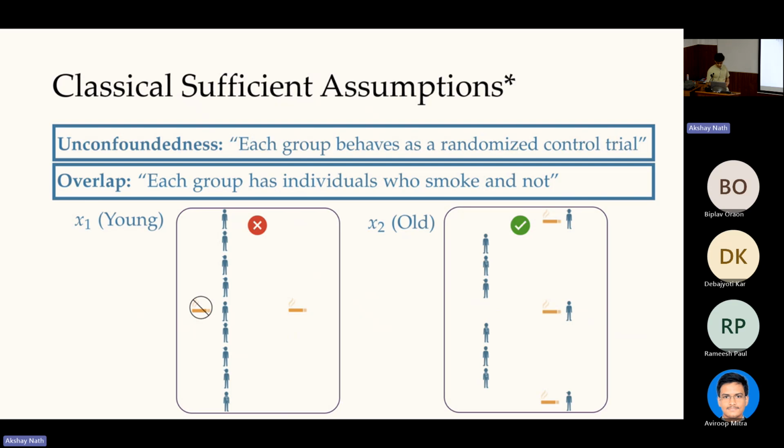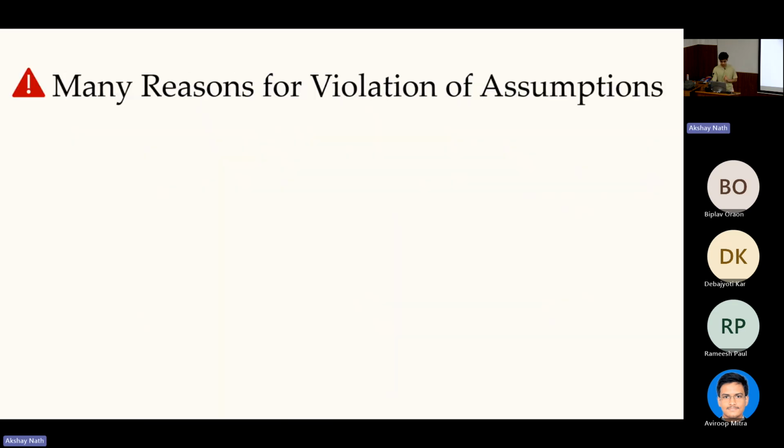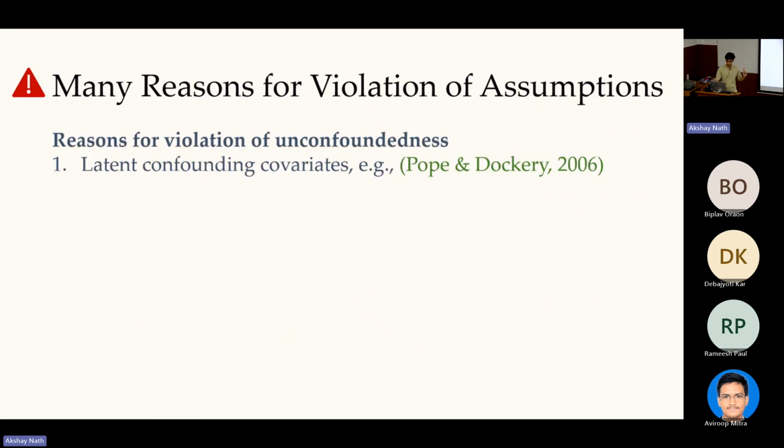So let's say if I go back, here these two clusters, okay, this will come up in just the next slide, so maybe I'll stop and explain it here. Okay, so there are many reasons why these assumptions can be violated. One of the reasons, let's first talk about unconfoundedness, this assumption that each cluster behaves like a randomized control trial.